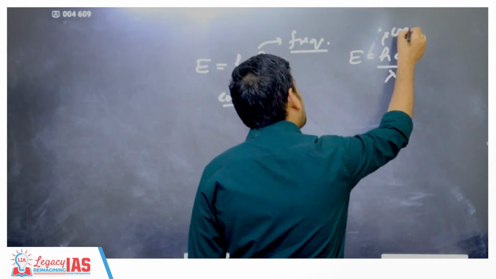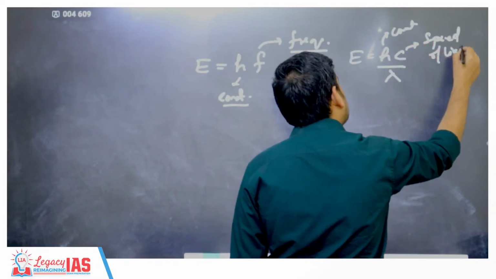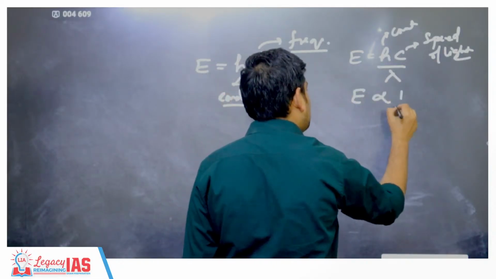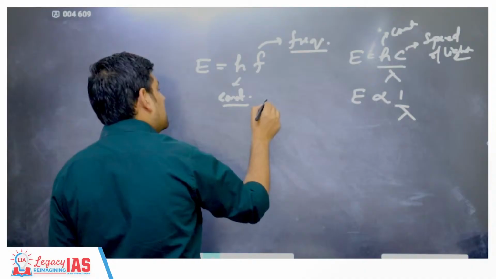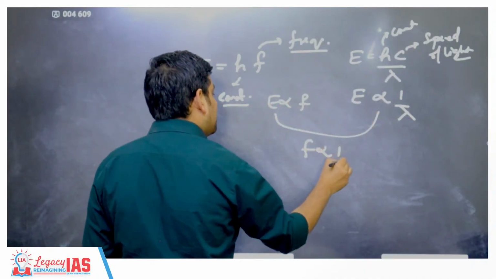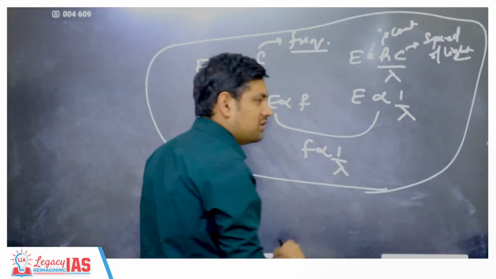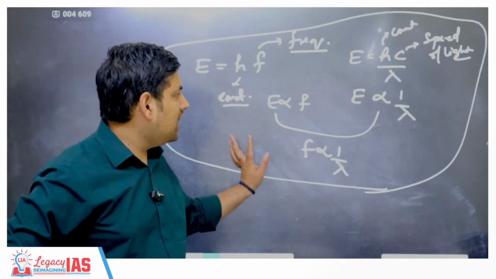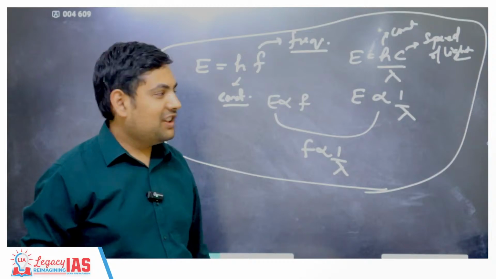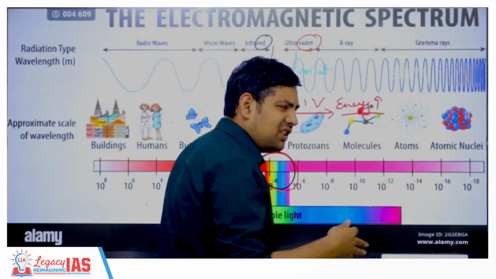h is again a constant. c is actually speed of light. Speed of light. So this is also constant. What you get? Energy is inversely proportional to wavelength. Here you get energy is directly proportional to frequency. You join them both. Frequency is inversely proportional to lambda. This is what you will find in books. I've also taught you intuitively how you would feel this or get this. Okay, this you can remember. This is the relation, and this you need not remember that much.